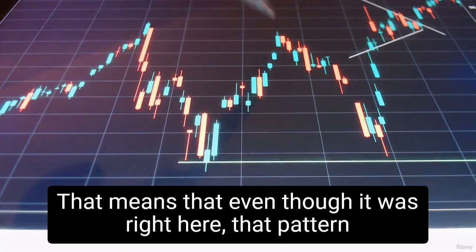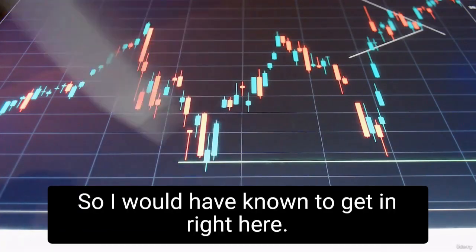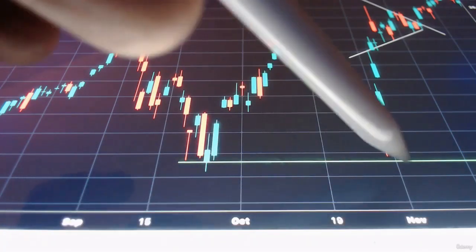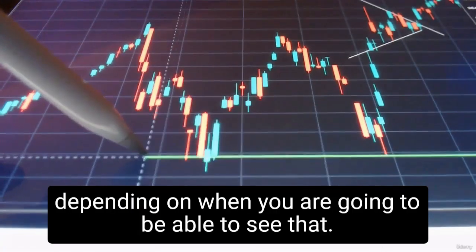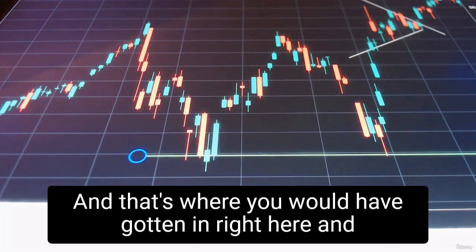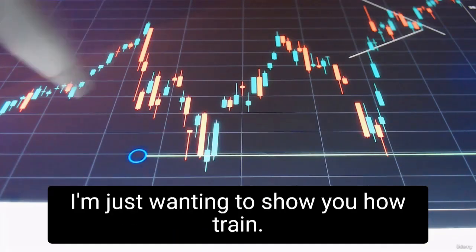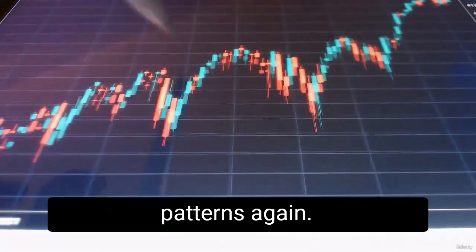So that's a pattern. That means that even though it was right here, that pattern would have told me this also is an A, B, and C. See, so I would have known to get in right here, and I would have also known to take it all the way down to here. This would have been my reversal, somewhere right in here, depending on when you were able to see that, and that's where you would have gotten in right here and taken it right here. So I'm a little advanced. I'm just wanting to show you how trained. This is what is called a trained eye, where you can see these patterns.